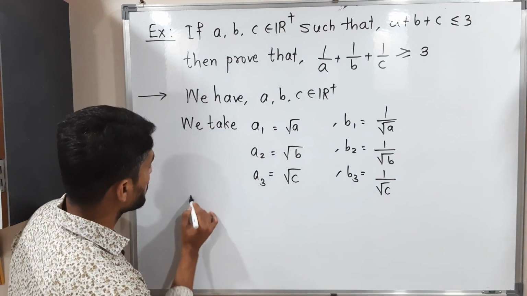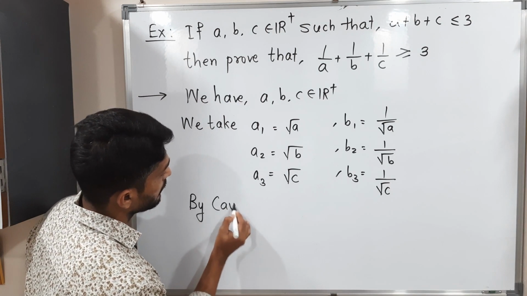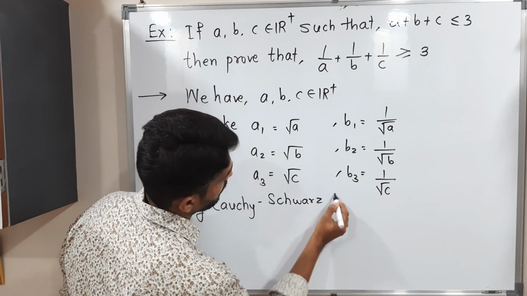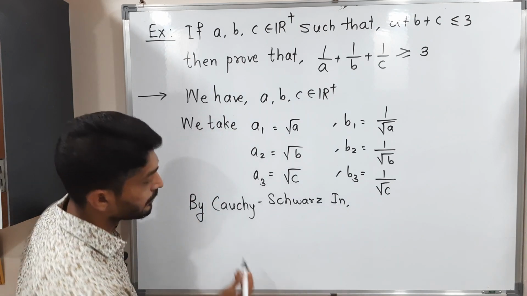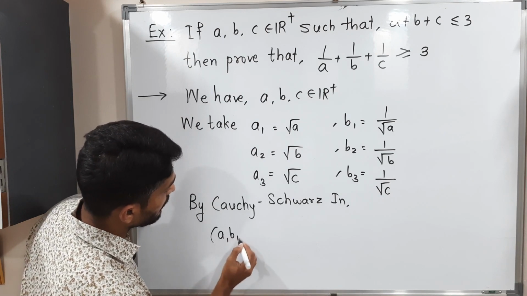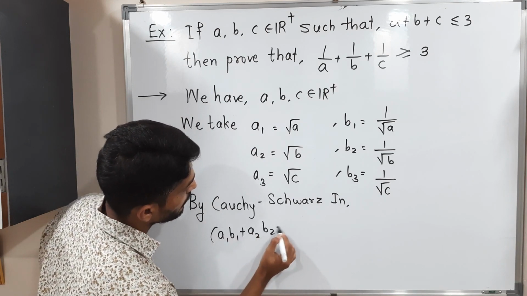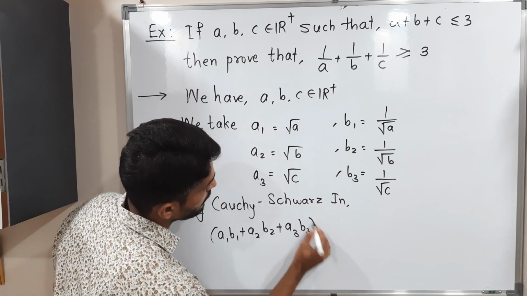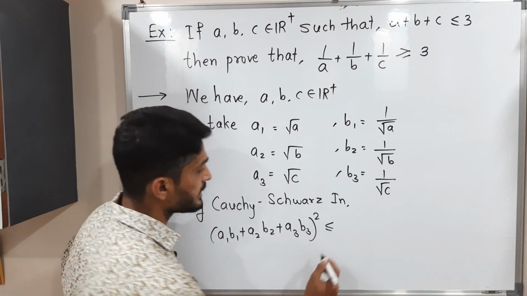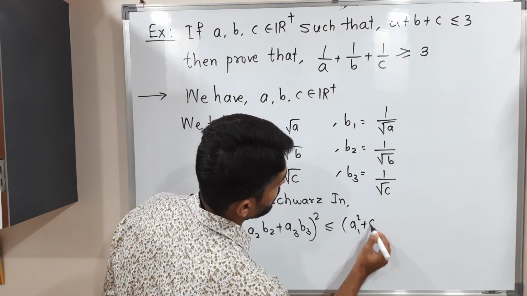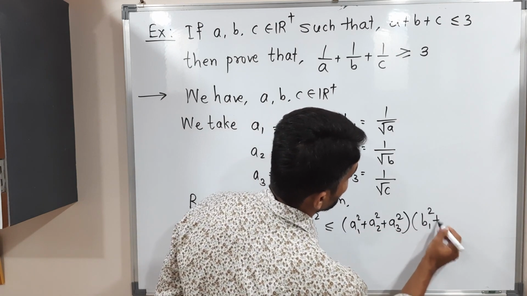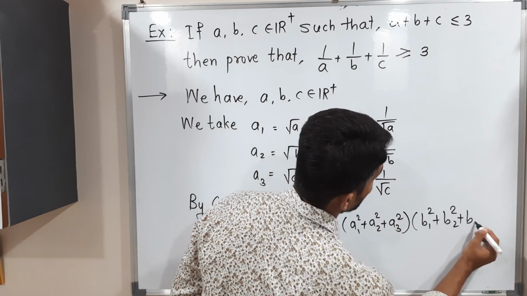Okay, so by Cauchy's Schwarz inequality, what can I write? You'll remember Cauchy's Schwarz inequality. We can write (a1 b1 plus a2 b2 plus a3 b3) whole square less than or equal to... So if you take the square, okay, so this is the left hand side, the right hand side will be (a1 square plus a2 square plus a3 square) into (b1 square plus b2 square plus b3 square).